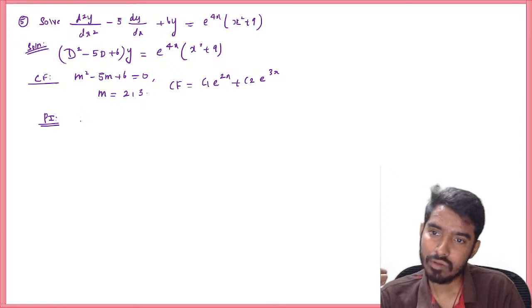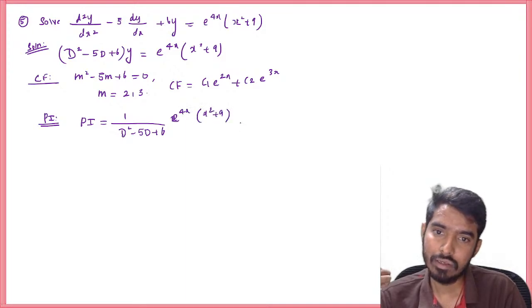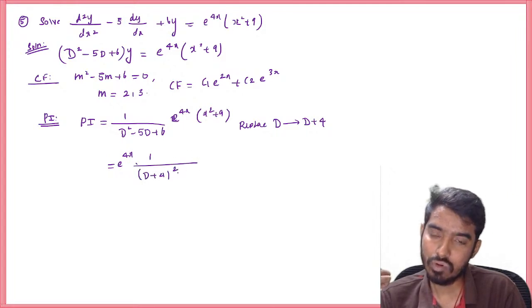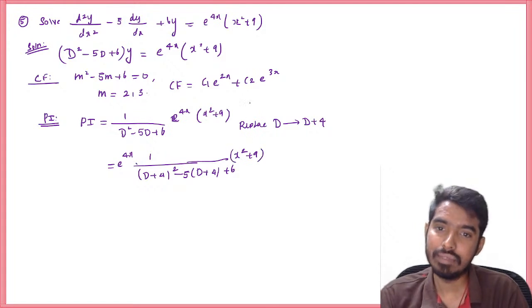Find PI. So PI is equal to 1 divided by d square minus 5d plus 6 of e power 4x into x square plus 9. So replace d by d plus 4. So this work is completed now. So e power 4x, take it outside. So we have 1 by d plus 4 whole square minus 5 times d plus 4 plus 6 of x square plus 9. Now you have to apply type 3 here.